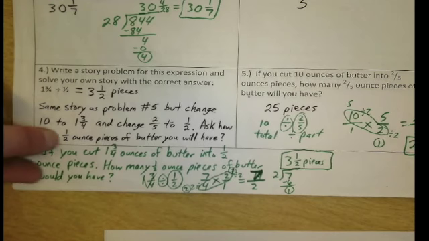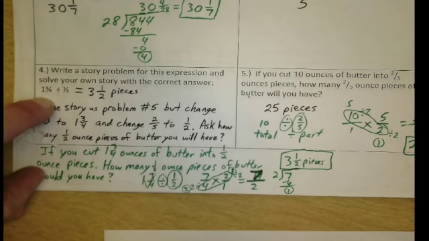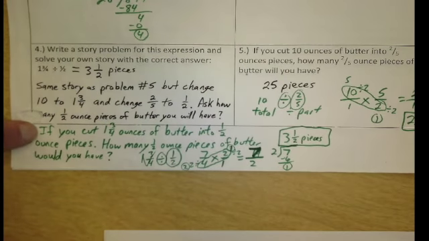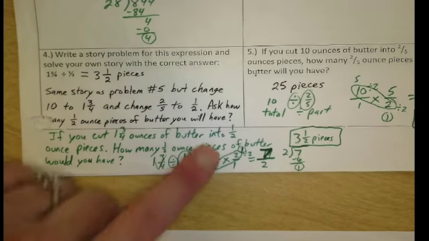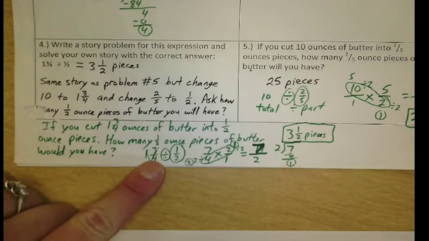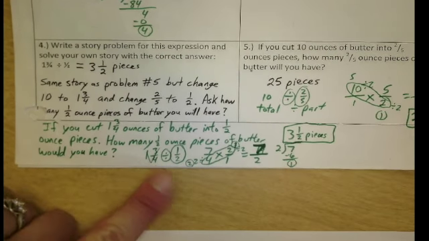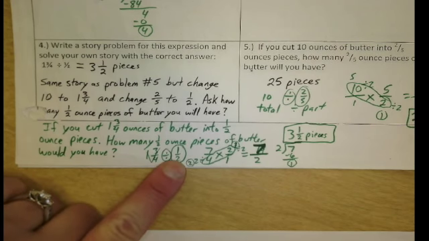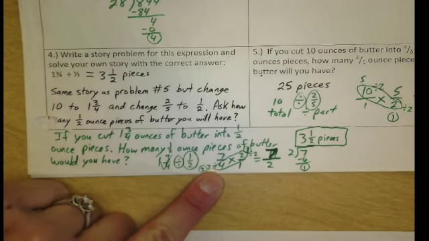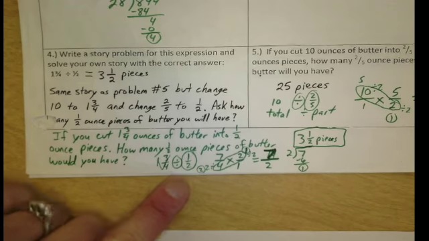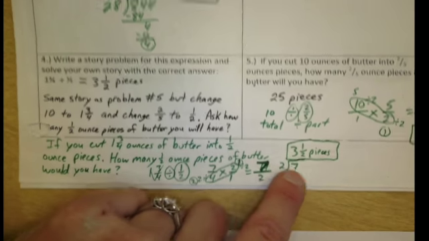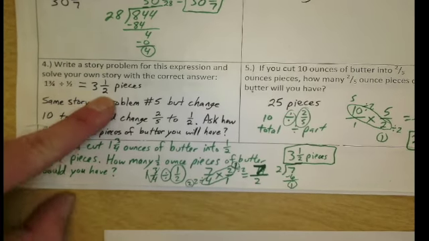And then you could ask how many of these 1/2 ounce pieces are in 1 3/4, and how many of those pieces of butter would you have? So you could say, if you cut 1 3/4 ounces of butter into 1/2 ounce pieces, how many 1/2 ounce pieces of butter would you have? And so that's basically taking 1 3/4, which is your total, and you're dividing it by 1/2. Instead of dividing by 1/2, you multiply by its reciprocal. So 1 3/4 you have to change to an improper fraction, which is 7/4. Instead of dividing by 1/2, you multiply by 2/1. And that gives you 7/2, which is improper, and 7 divided by 2 is 3.5 pieces. So you could say 3.5 pieces of butter.